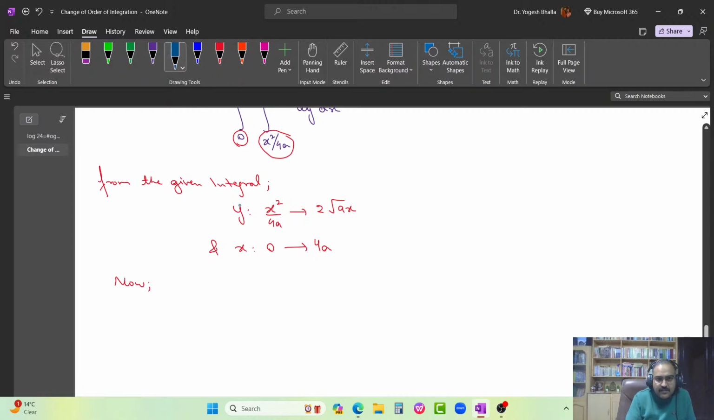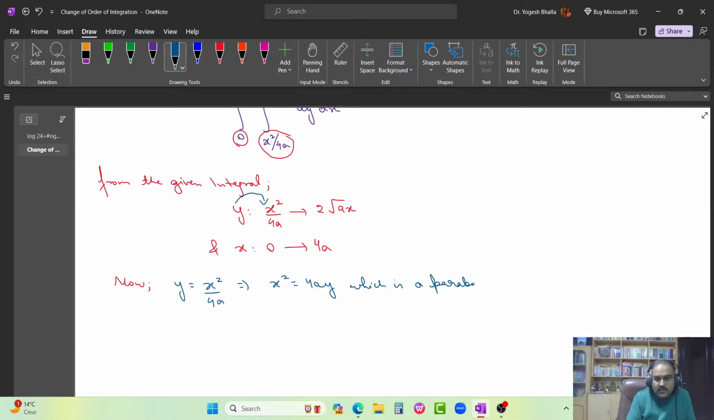Now from these limits, first of all y is equal to x square by 4a, or we can say x square is equal to 4ay. It is a parabola, an upward parabola. If I draw it, it has its vertex at origin. So this is the parabola provided, that is x square is equal to 4ay.